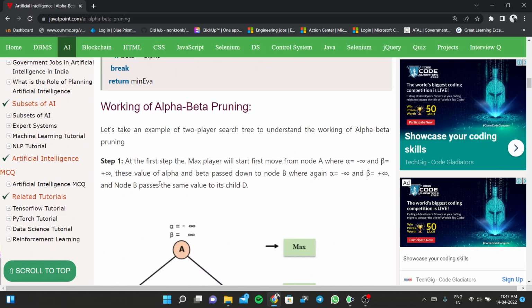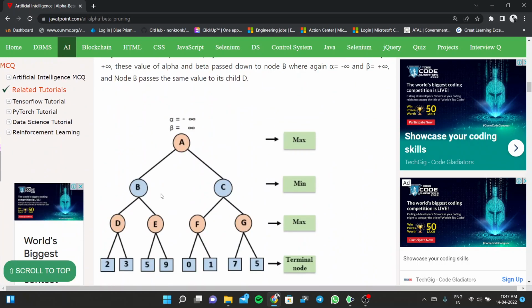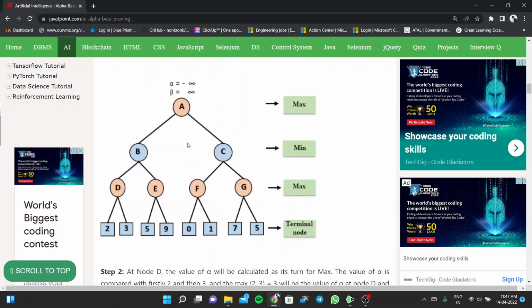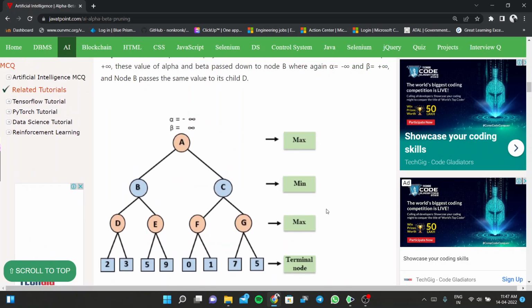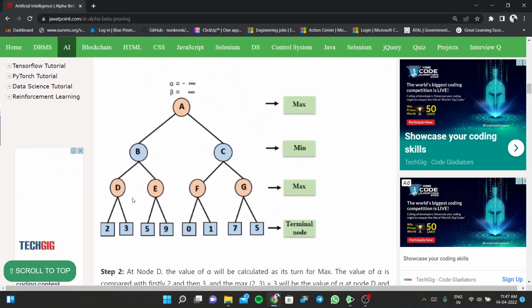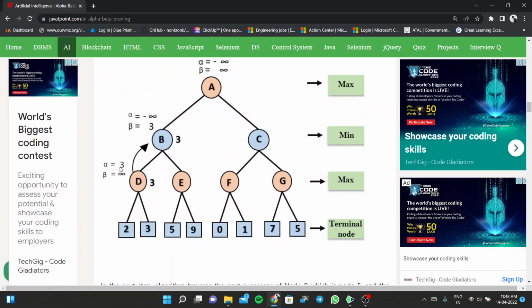So this is the basic algorithm; we can see it later. Initially we consider alpha equal to minus infinity and beta equal to infinity. Then we go through the left side first. As this contains the minimum value, the beta value will be updated to 3. Here we need to consider the minimum value.